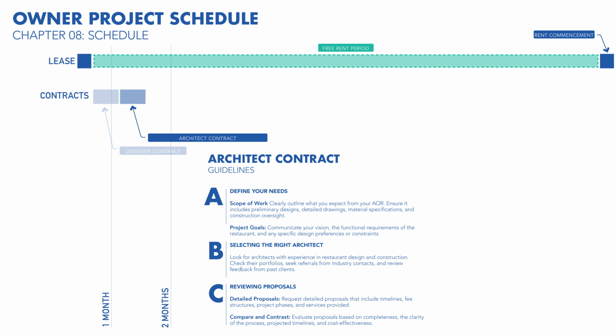Look for architects with experience in restaurant design and construction. Check their portfolios, seek referrals from industry contacts, and review feedback from past clients. It's important to conduct interviews by meeting with potential architects to discuss your project and assess their understanding of your vision and their ability to deliver.